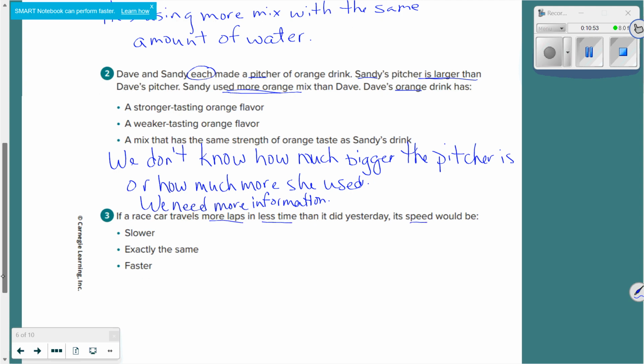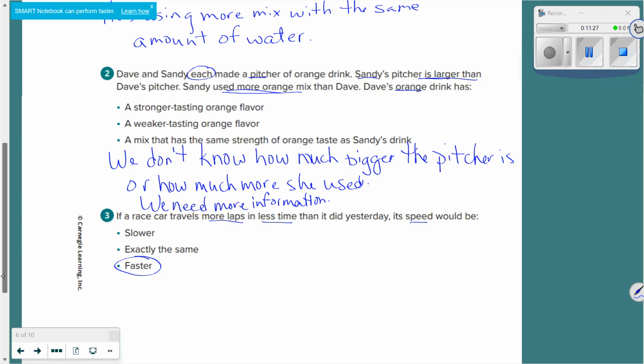So its speed would be, how many do you think it'll be slower? How many think it'll be exactly the same? How many think it'll be faster? How many think we don't have enough information? Good. Is there any way I can do more laps on the same track in less time without going faster? No. So in this case, it's got to be faster. Okay?